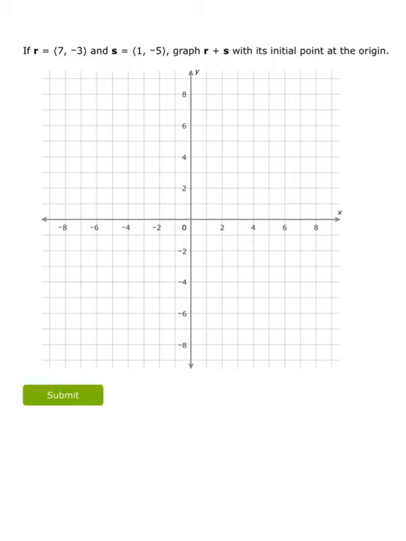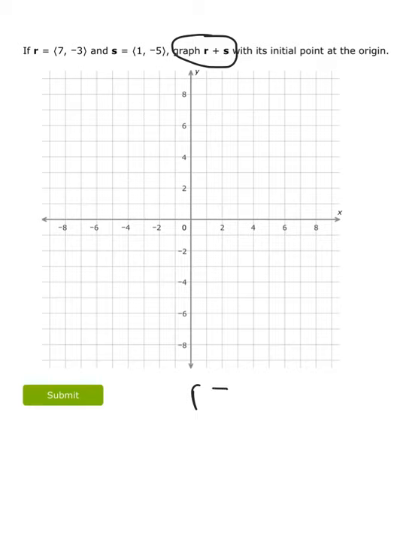So we're moving on to problems with the graph again. We need to graph R plus S with its initial point at the origin. So you really don't need to graph vector R or vector S. We only want the resultant. If you need to, you could visualize where R and S would be, but the easiest way is probably just to add the components together first and then graph the sum at the end.